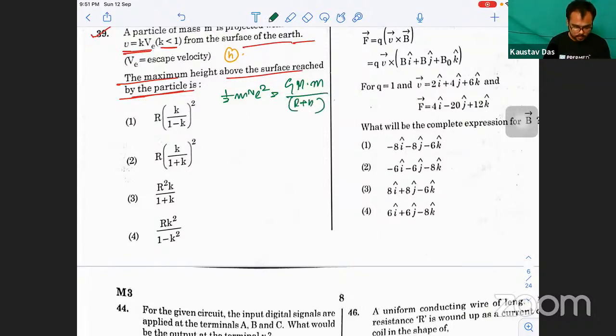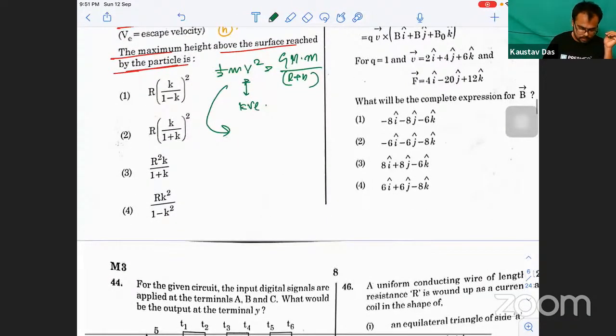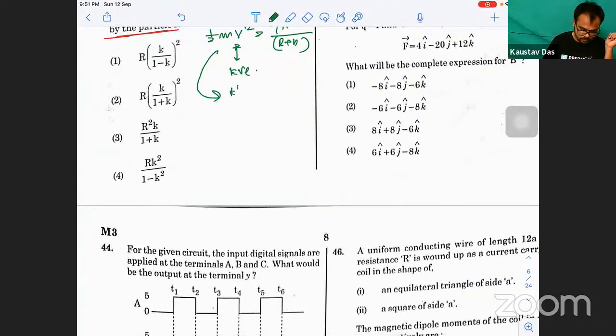By putting the value of v as k into ve. Sorry, this is v squared, not ve squared. I've written that by mistake. You can put the value of v as k into ve, and from there, I'm not calculating fully, but in my calculations, k squared divided by R comes as h divided by R into R plus h. From that, you can find the value of h, which comes as R into k squared divided by 1 minus k squared. This is going to be your value of h.